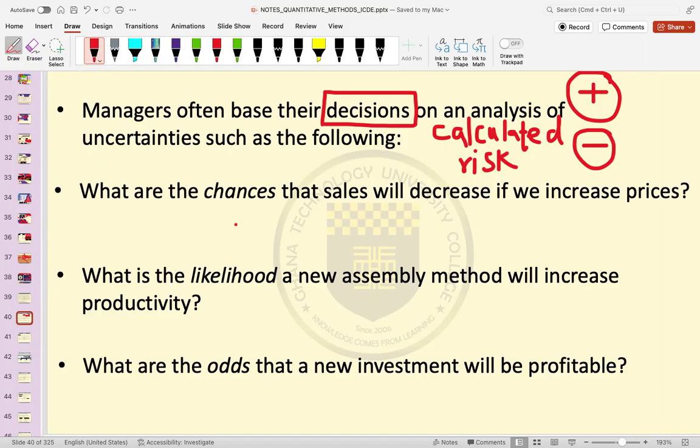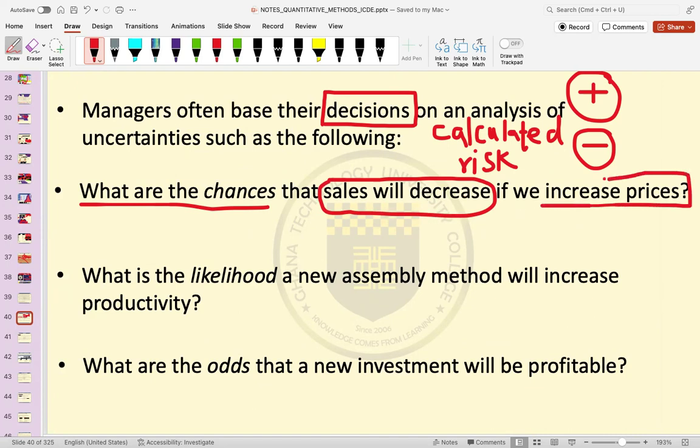For instance, as a manager, you can ask yourself this question: what are the chances that when sales decrease, it means you increased prices? Or the reverse, what if you increase prices? When you increase prices, are you going to decrease your sales? That is a decision to take. That is a risk to take as a manager.